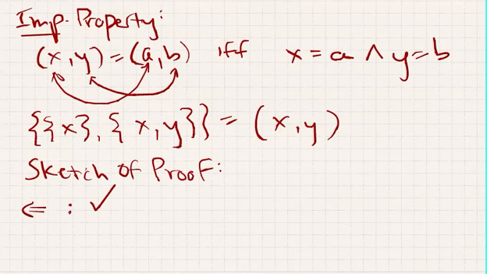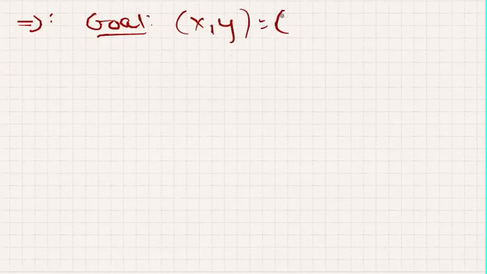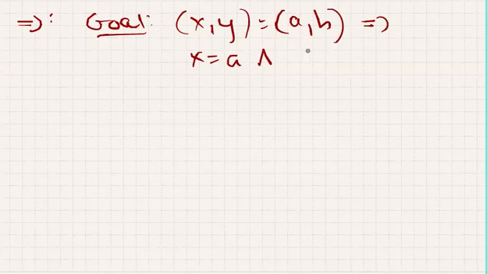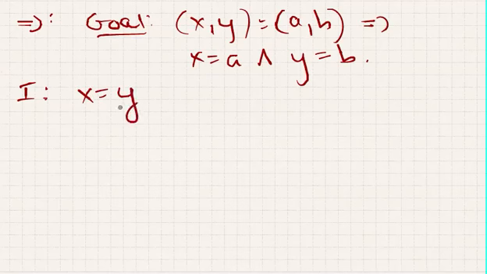Okay, so going the other direction, the goal, or what we're trying to show, is that if we have this condition, that implies that x is equal to a and y is equal to b. This symbol means and, if you weren't familiar with it already. Okay, so how do we do this? There's two cases. Case 1 is what if x is equal to y? Well, x and y are both sets, so they're either equal to each other or not equal to each other.